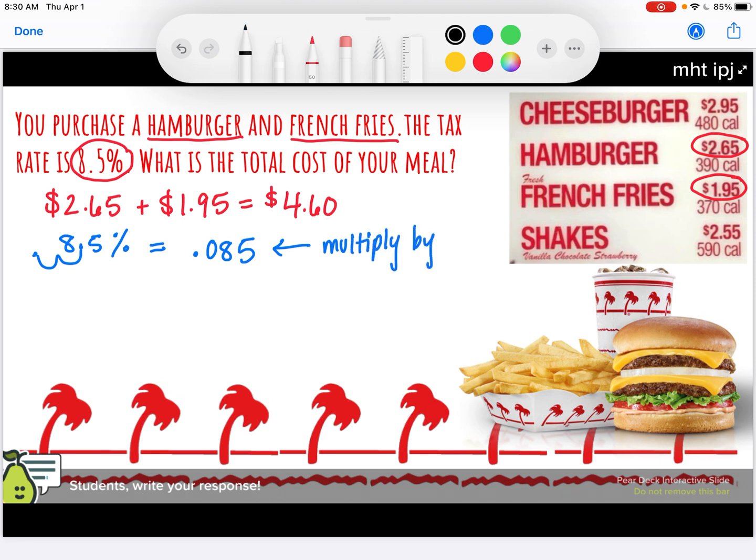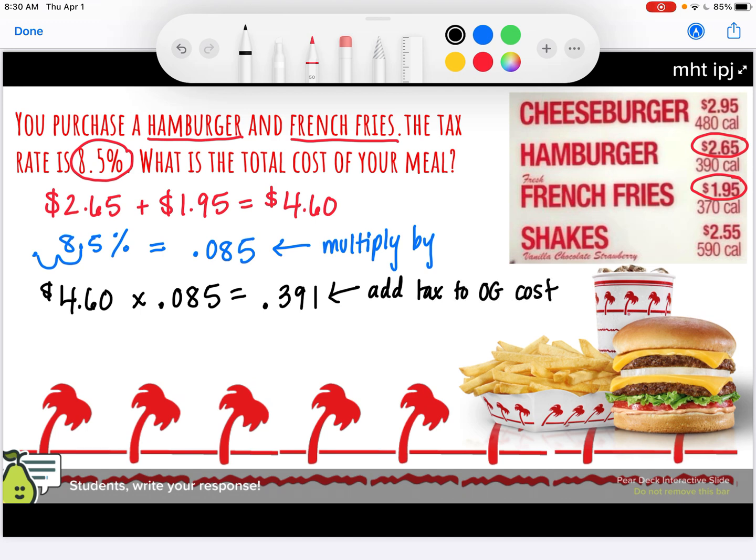So we are now going to have $4.60 times 0.085, and that's going to tell us how much we are paying in tax. So when I do times 0.085, what I get is 0.391. So I want to add that to the 4.60. So now this is the tax rate. So you are going to add tax to the original cost. OG stands for original cost.